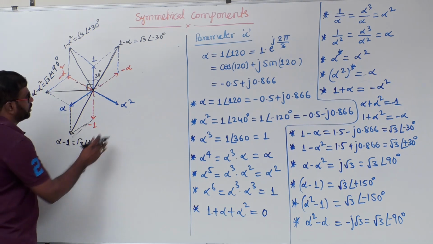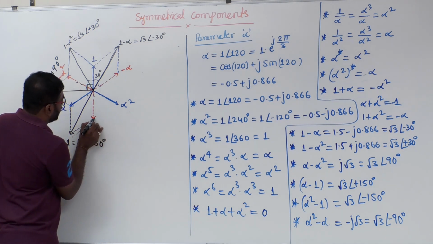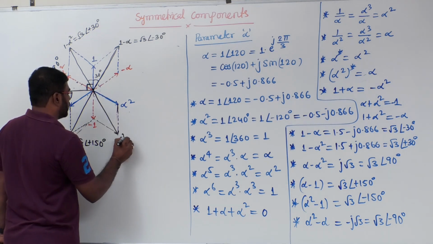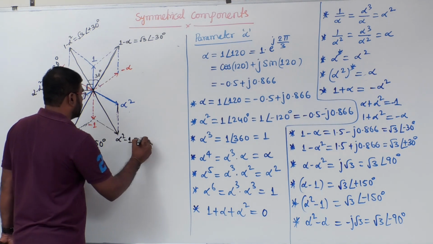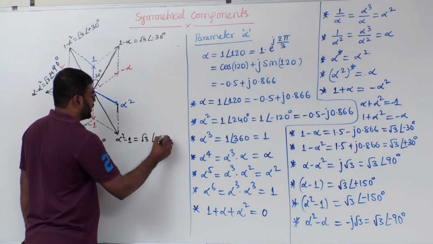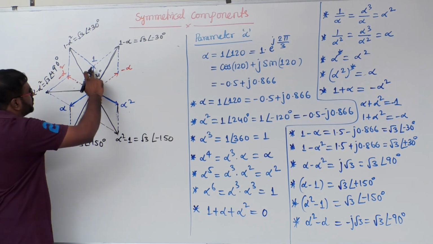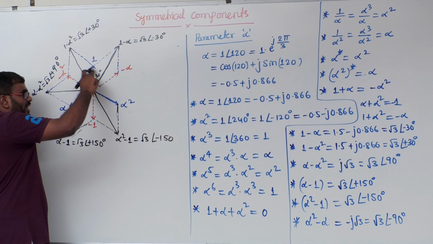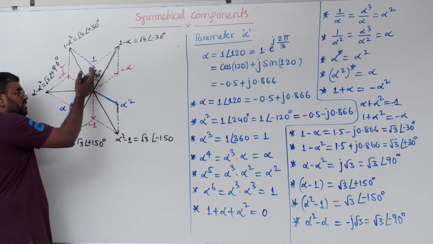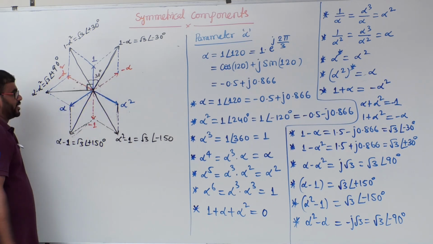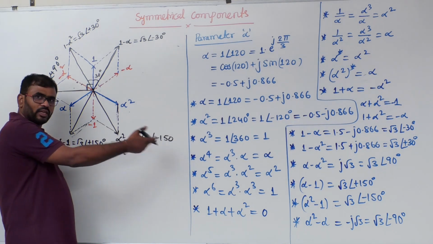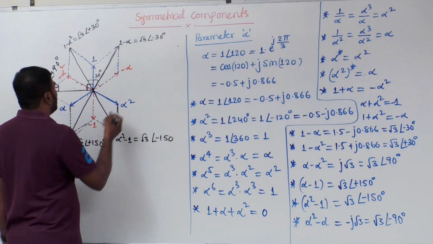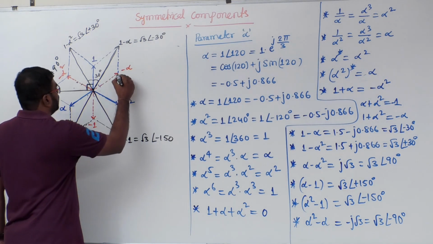Then after that, alpha square minus 1. So then what do I get? This is alpha square minus 1, whose value is root 3 at an angle minus 150 degrees, because this lags this 1 by 150 degrees. Clear or not? In this direction 150, which means in this direction is 210 degrees. So root 3 at an angle minus 150, nothing wrong to say root 3 at an angle plus 210. Clear?